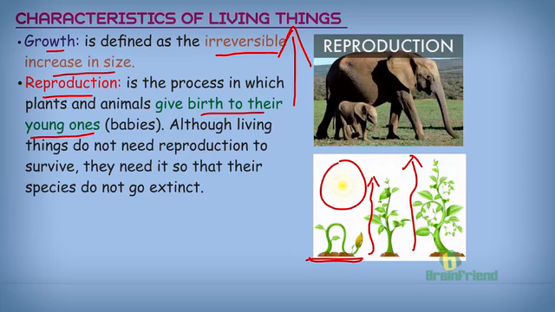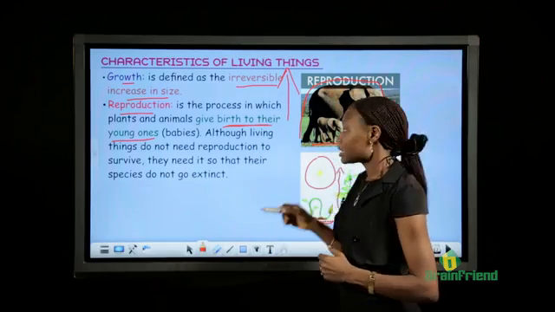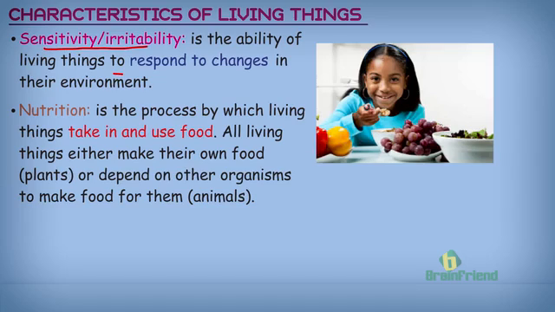We can see from this picture that our mother elephant one day got pregnant and gave birth to her baby elephant. All living things should be able to give birth to their young ones. This is so that they do not become extinct. By extinct, we mean they cease to exist. The third characteristic is sensitivity and irritability. This is the ability to respond to changes in their environment.